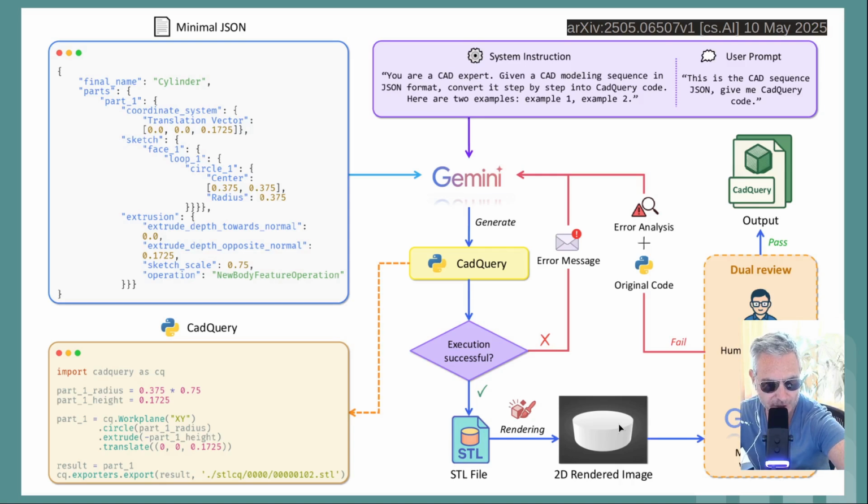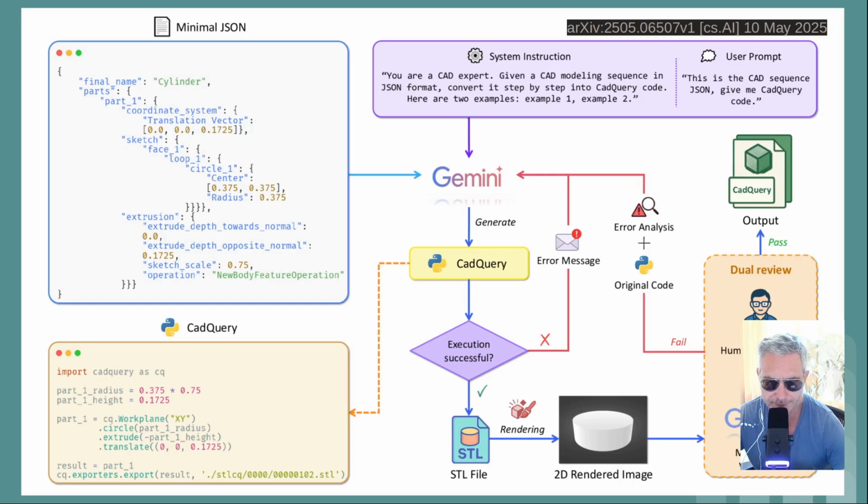But you can see the bottom left. You've got part one. You've got the radius. You've got the height. You've got the work plane. You've got the circle. You extrude it, translate it, and then finally export it to STL file. I'll show you something neat there that I've discovered today, which is a STL viewer that you can run from the command line, coded in Rust, believe it or not, but I'll show you that in a second.